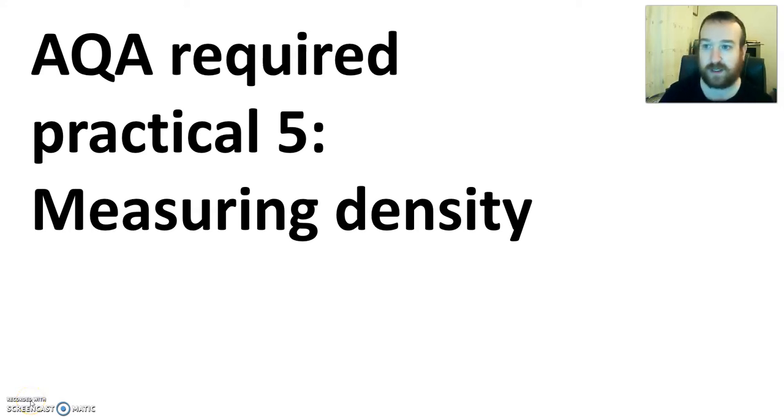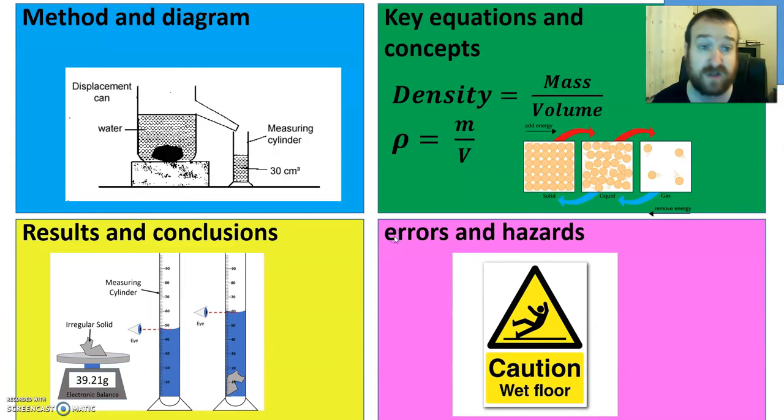This is the AQA Required Practical 5, measuring density. So, physics required practical. We are going to be measuring the density of 3 different types of objects. We're going to be looking at liquids, regular solids and irregular solids.